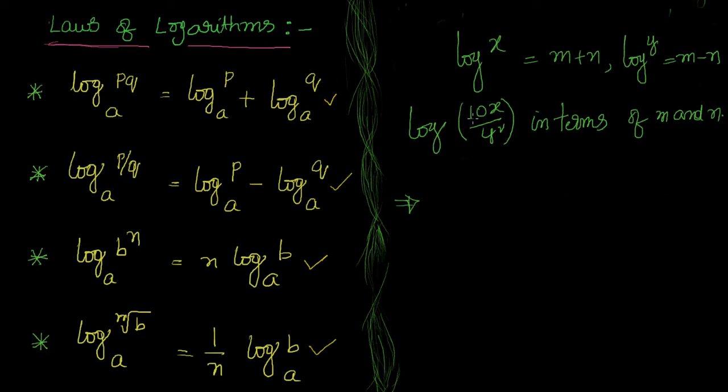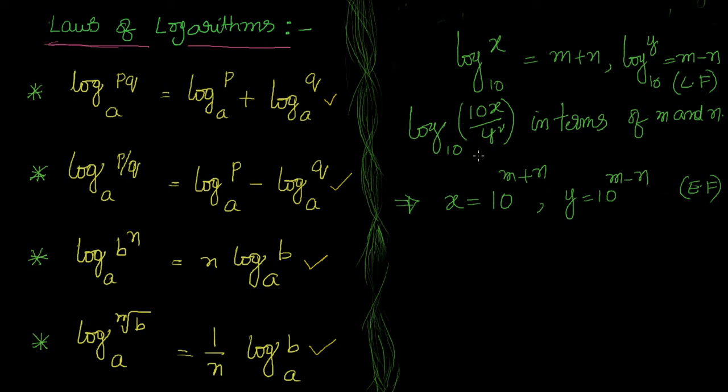Now I see here 10x by y square. That means somehow I have to find out x. So this is in logarithmic form. Let me convert these two into exponent form. Now what it becomes? X is equal to, if nothing is there, it's a 10. That is by default. So X is equal to 10 to the power of m plus n, comma, y equal to 10 to the power of m minus n.